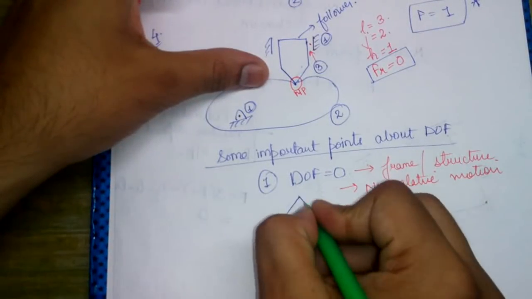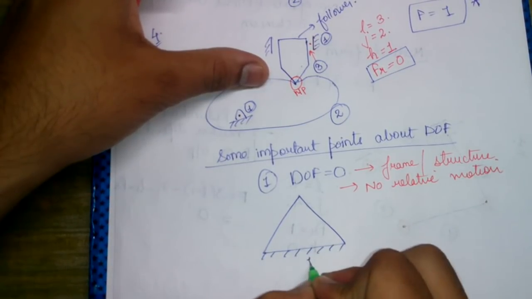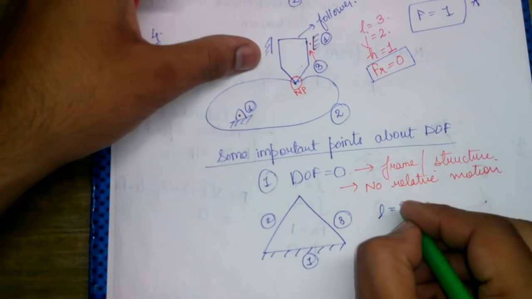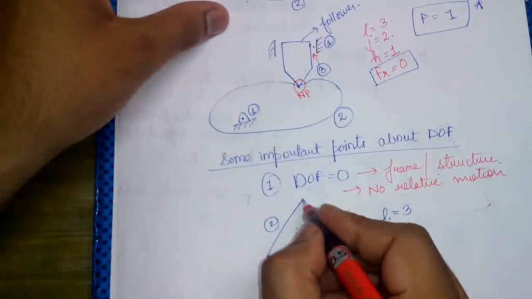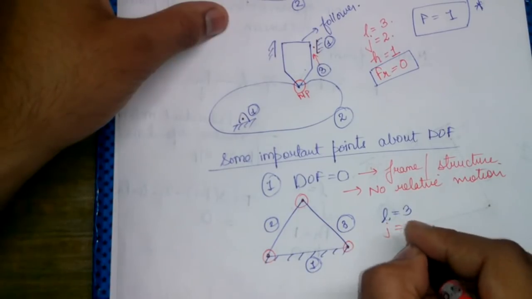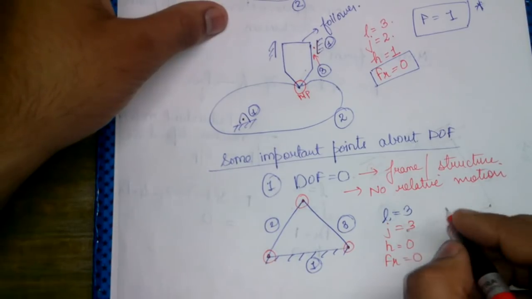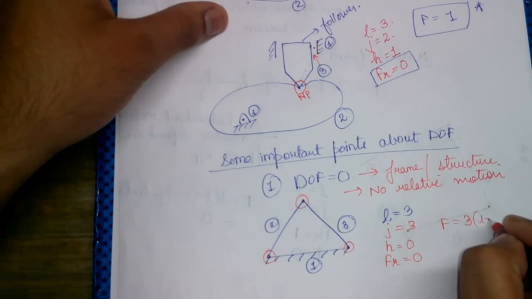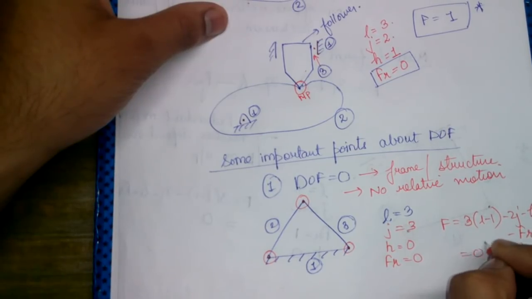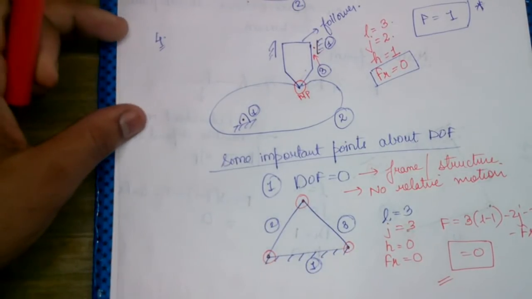For example, if we have this type of mechanism such that this link is fixed, link number 1, link number 2, link number 3, the number of links is 3. Number of binary joints: 1 joint, 2 joints, 3 joints, so the number of binary joints is 3. Higher pair is 0, FR is 0. So if you calculate F = 3(L - 1) - 2J - H - FR, it comes out to be 0. Therefore this becomes a frame or a structure.